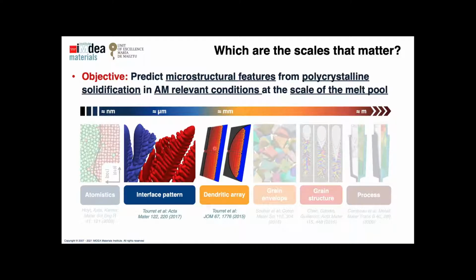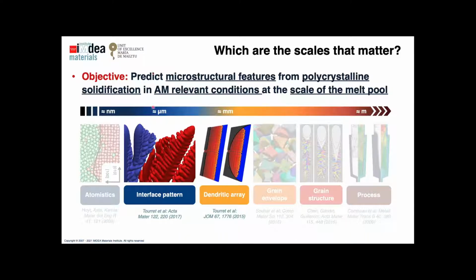We have to have a finer discretization, and then in terms of length and time scale that we can achieve, we're going to be a little more reduced. And the objective is to see whether we can predict microstructural features, like I said, like dendritic spacings, like segregation, intergranular and in between the grains too, for polycrystalline solidification in conditions relevant to additive manufacturing.